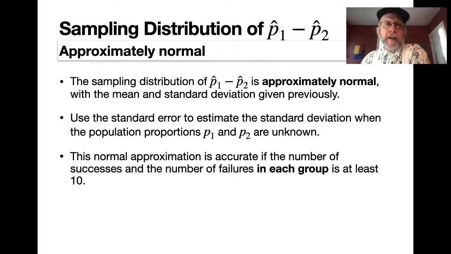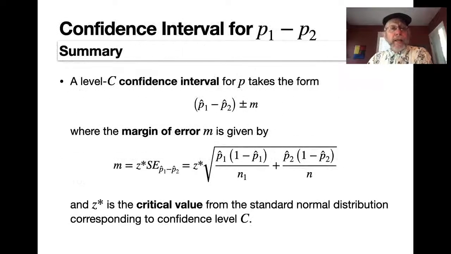Just as an aside, if those conditions aren't met, there are other procedures we can use, and we'll in fact have time to talk about this a little bit later in our course. So once we have the sampling distribution for our parameter of interest, we're ready to form a confidence interval. And as usual, our confidence interval is going to be our point estimate plus or minus a margin of error.